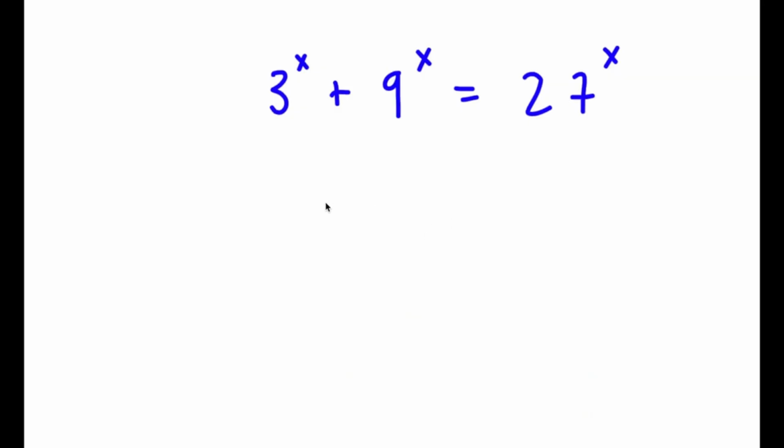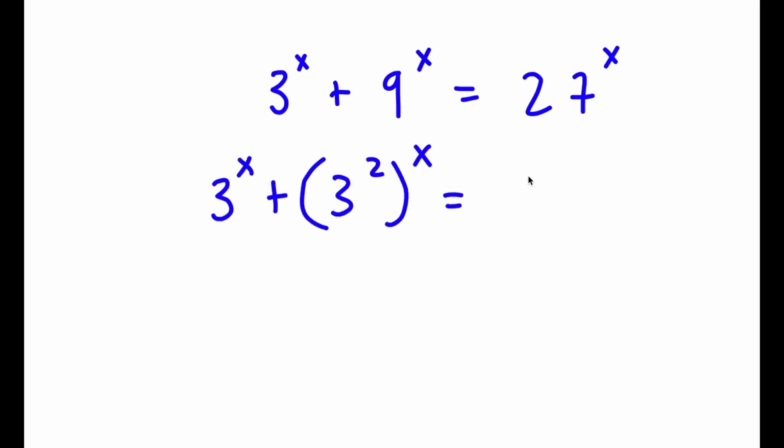Alright, so I have 3 to the power of x plus 9 to the power of x is equal to 27 to the power of x. So to solve this, I'm going to first rewrite 9 here as 3 to the power of 2. So now I have 3 to the power of x plus 3 squared to the power of x is equal to 27, which I'm going to rewrite as 3 to the power of 3. So equal to 3 to the power of 3 to the power of x.